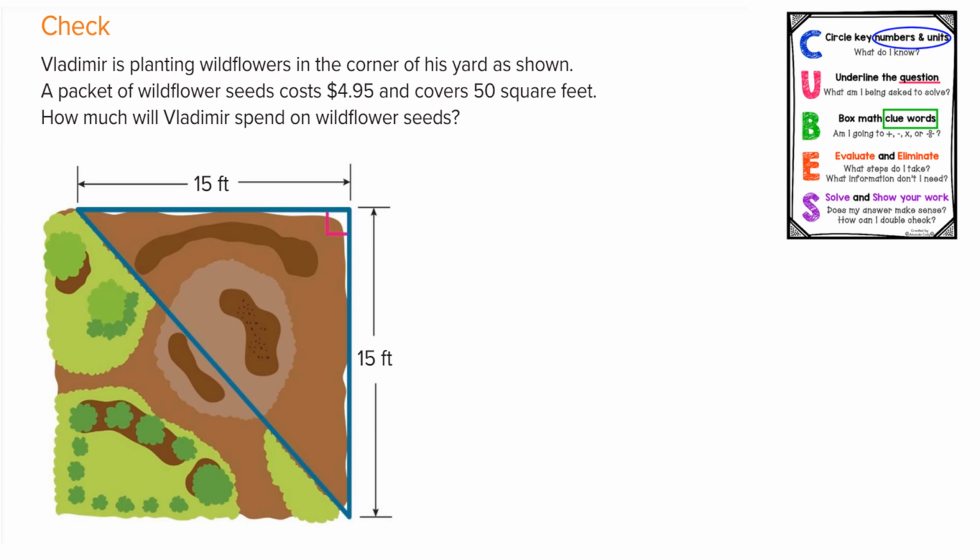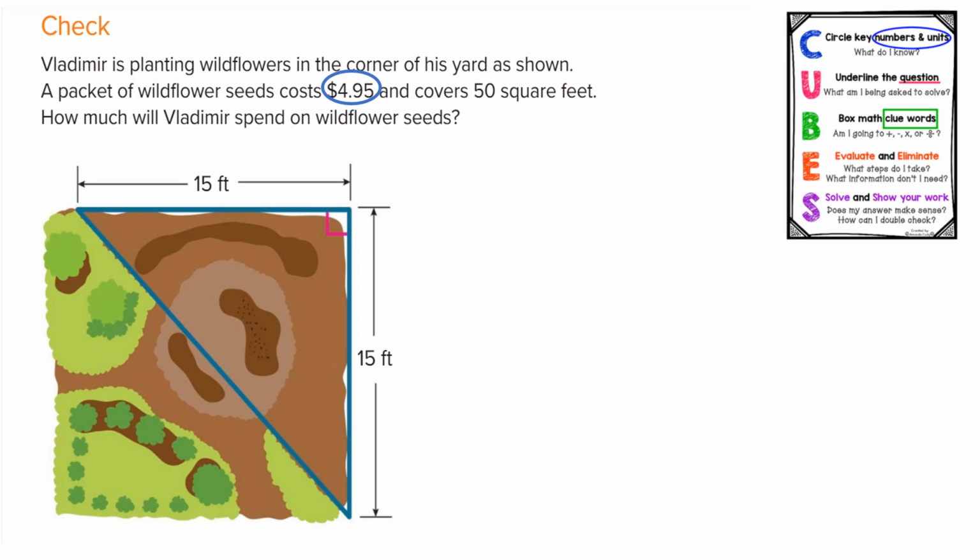All right, so first we're told Vladimir, you can say V if you don't like saying Vladimir, is planting wildflowers in the corner of his yard as shown. When I look at the garden, the image they give us, notice in the top right-hand corner that little pink box type area. Once again, that's telling us that's a 90-degree angle, so I can use the measurements that they give me. It says a packet of wildflower seeds costs $4.95.